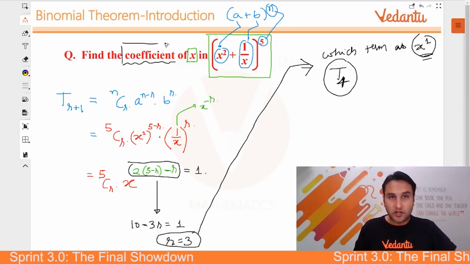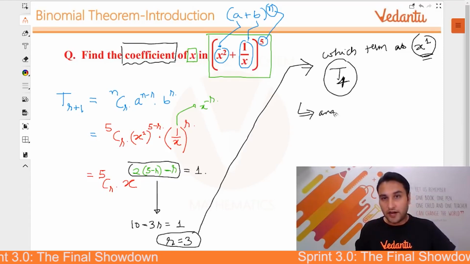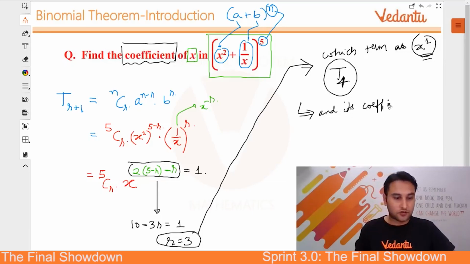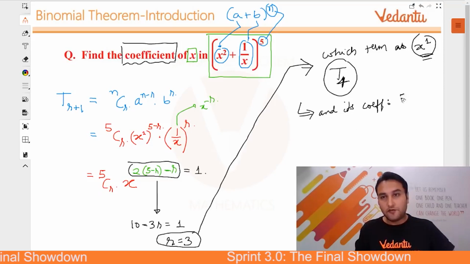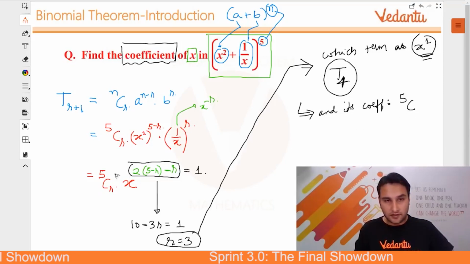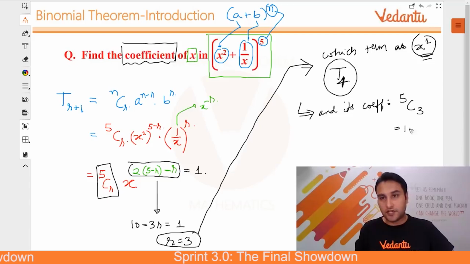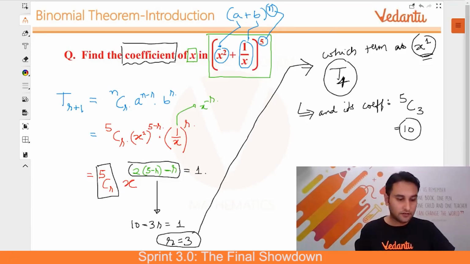But what is the question? You want the coefficient. So basically, and its coefficient. If somebody asks you what will be its coefficient, you will say its coefficient will be कितना हो जाएगा? 5C3. This is the coefficient. That's it. 5C3. इसकी वैल्यू आ जाएगी 10. कैलकुलेट करके देख लो. 5C3 is 10, right? Got it? Clear?